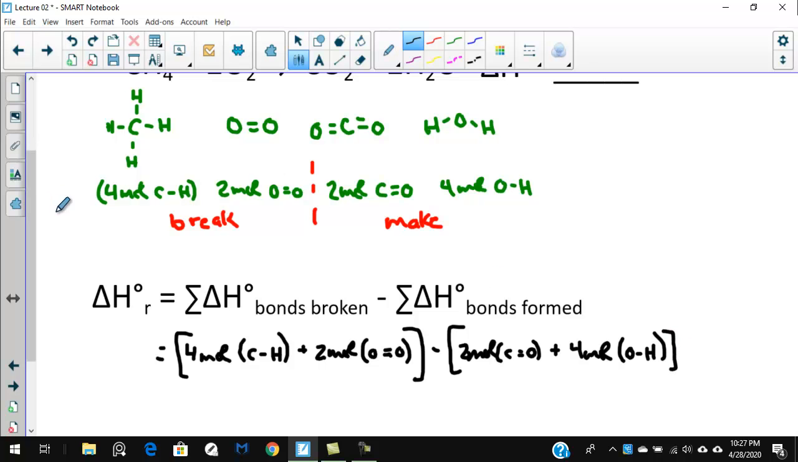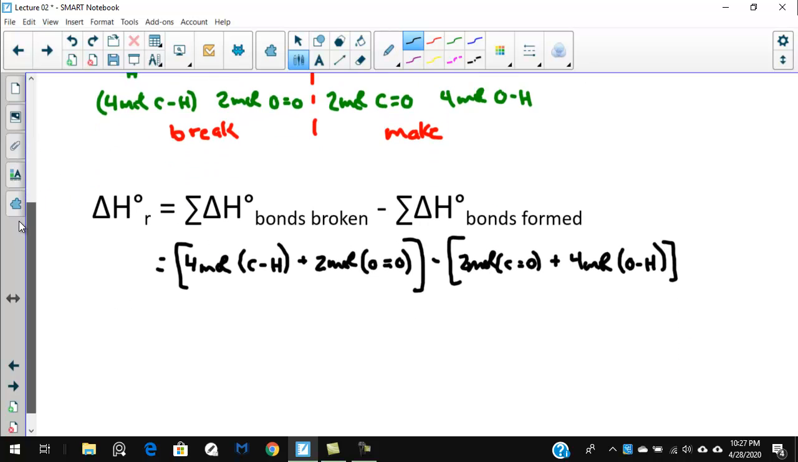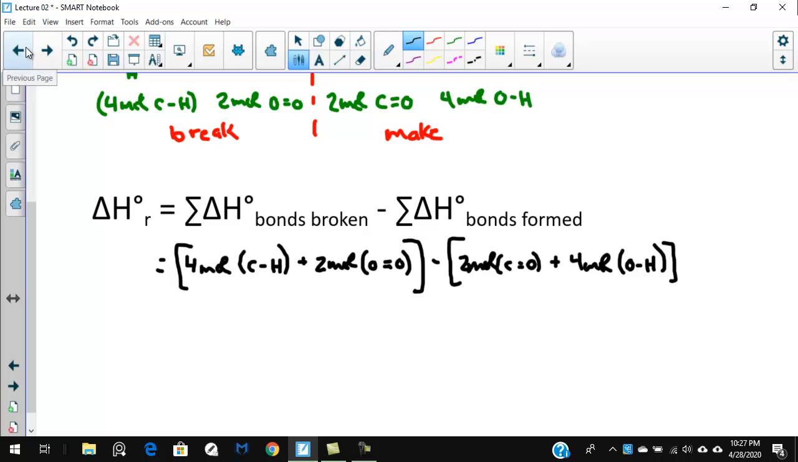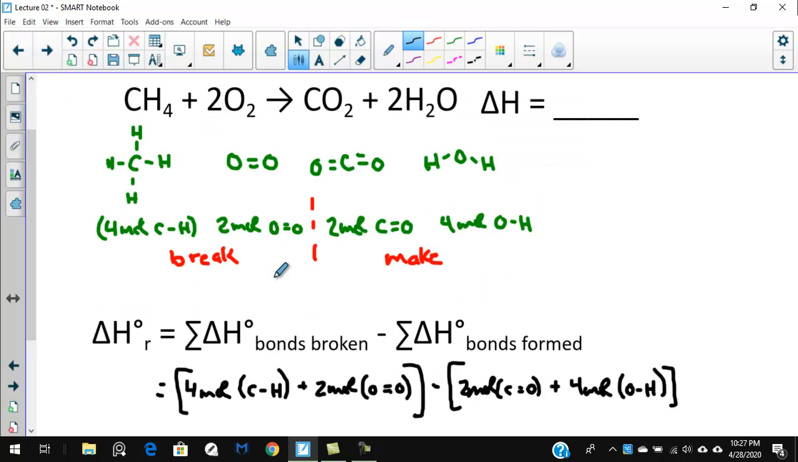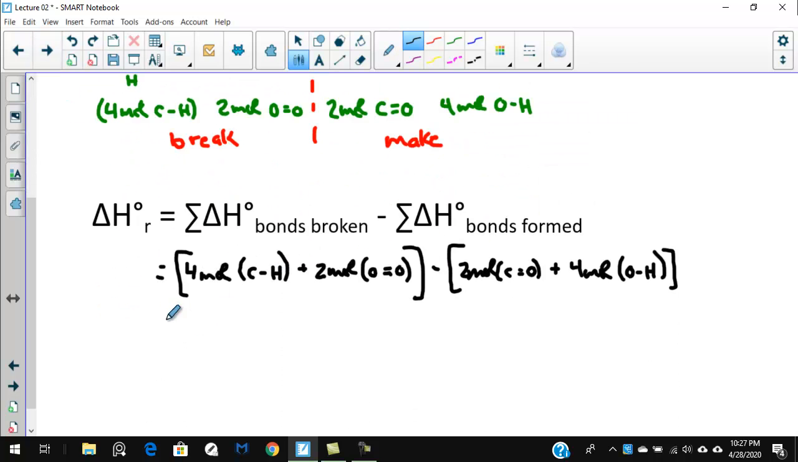And then you can go to your table and you can start to look up numbers for each one of these things. Okay, so I'm going to grab the table and just take a look here. We're going to find C-H, the number is 413. So that we can just start filling in this line again. It's going to be 4 moles times 413 kilojoules per mole.